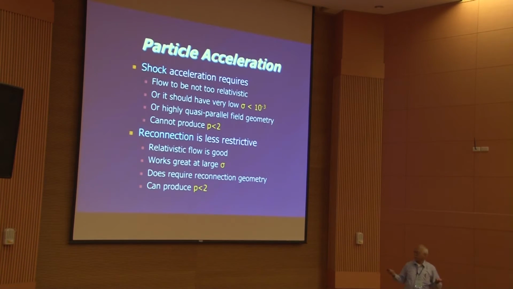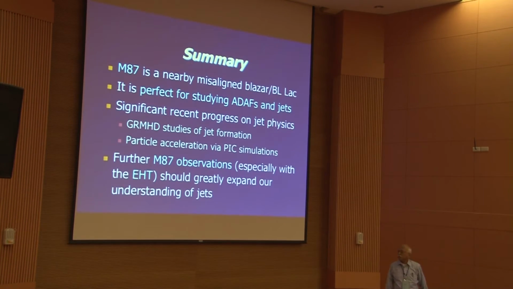Reconnection is much less restricted. Relativistic is actually good. Magnetic field strength is actually good. These are all really great. It can produce a much wider range of p-values, but it does require this special geometry, which only happens in some places, and you get flares and stuff like that. So I'll just leave it here. I think we need to hear from a specialist on this stuff.